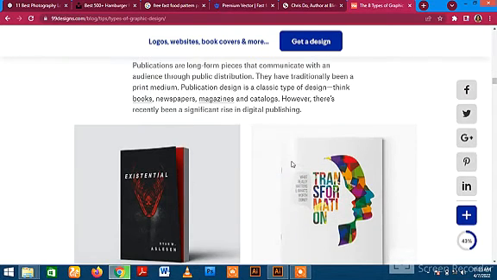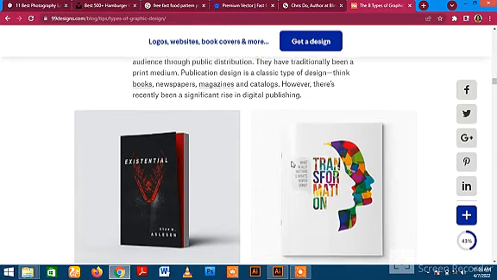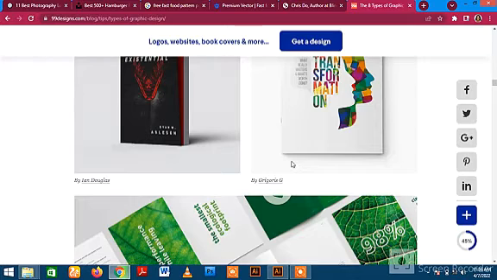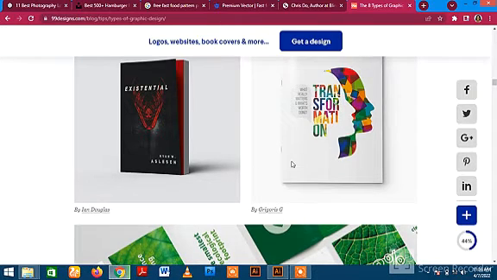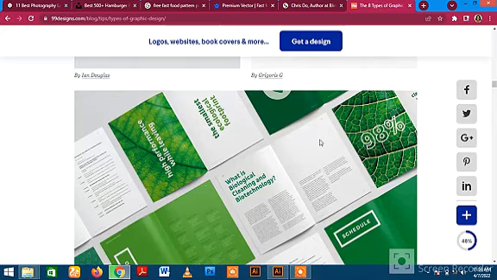What you're doing is basically publishing. You're designing for the classical types of design, like books, newspapers, magazines, and catalogs. Because things have changed and there is a rise in digital design, but this does not affect anything. On my screen you have awesome book covers, brochures, leaflets and all that.